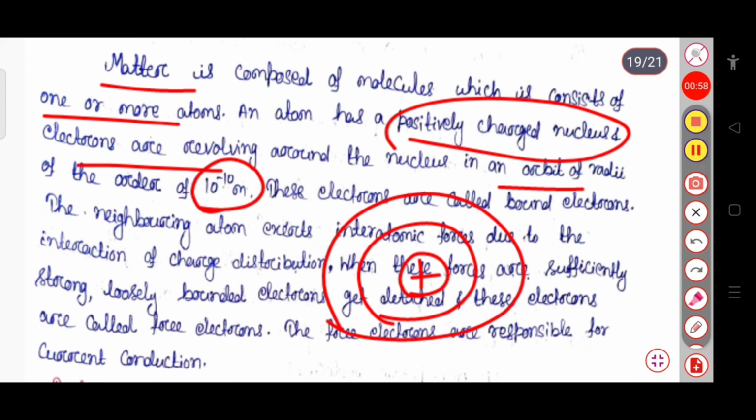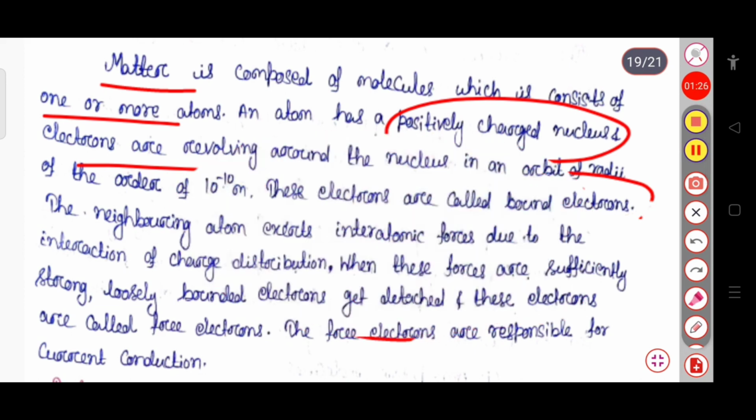And this radius is of the order of 10 power minus 10 meter, and this type of electrons are called the bound electrons, since they are bound to the nucleus. Since these electrons revolving around the nucleus are bound in nature, they will not participate in the conduction process. The neighboring atom exerts interatomic forces due to the interaction of the charge distribution.